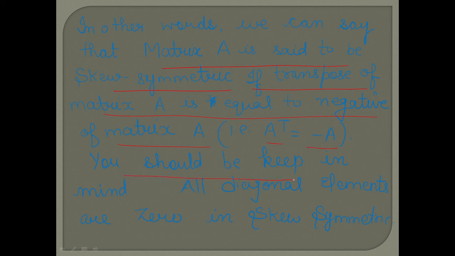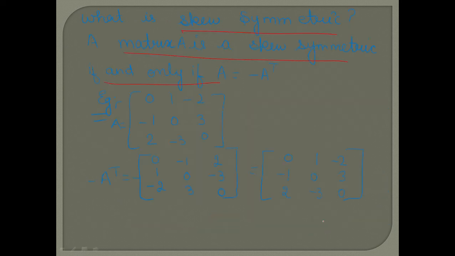You should keep in mind that all the diagonal elements are 0 in skew symmetric matrices. You can watch it here. These are the diagonal elements and these are 0, 0.